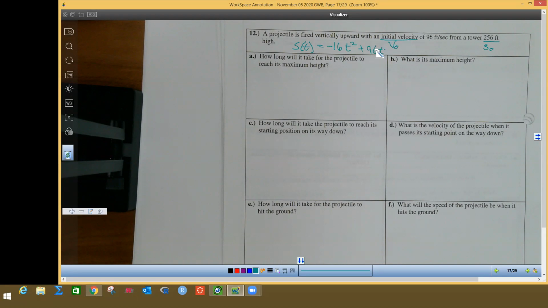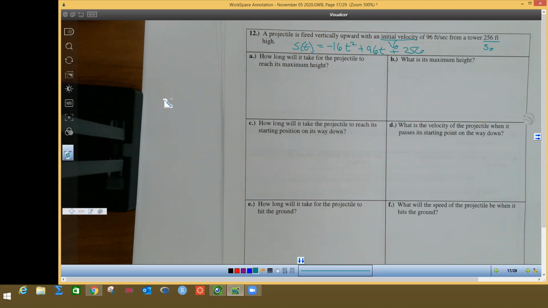Now that would have been negative if it had been fired downward. And then plus S sub naught, which is 256. So that's my position function. Now, we're talking vertical position, so S of t is the height this object is above the ground at whatever time t. How long will it take for this projectile to reach its maximum height?